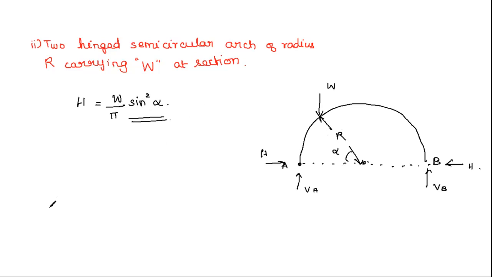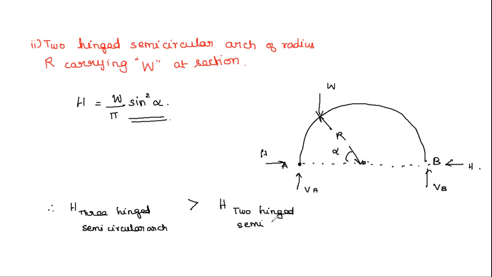And here there is a hint: the horizontal thrust of a 3-hinged semicircular arch is always greater than the horizontal thrust of a 2-hinged semicircular arch. So let's move on to the third condition.